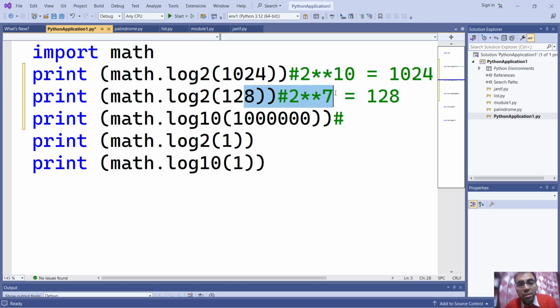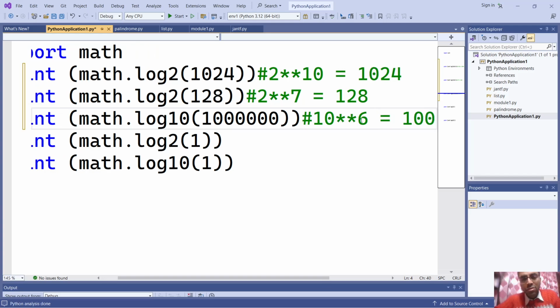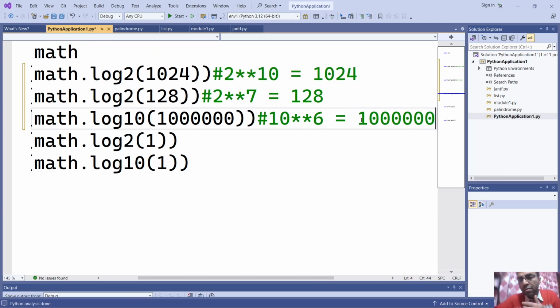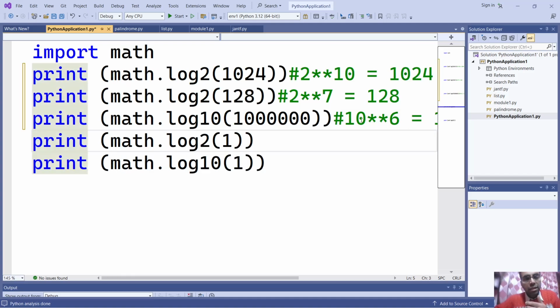Similarly, 2 to the power 7 is equal to 128, because if I keep on multiplying 2 by 2 by 2 by 2 by 2 by 2 by 2, I get 128. Similarly, here you can see 6 zeros, 1, 2, 3, 4, 5, 6. Why? Because if I multiply 10 with itself 6 times, I get this figure. It looks like, I guess, 1 million.